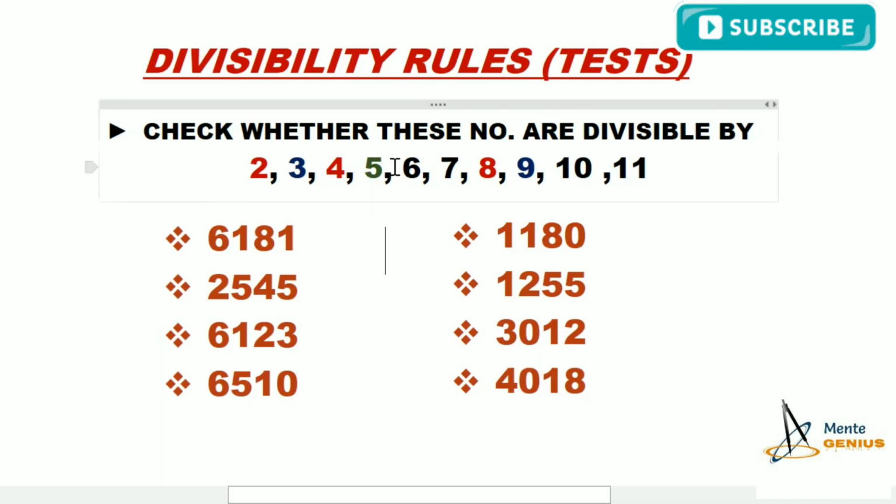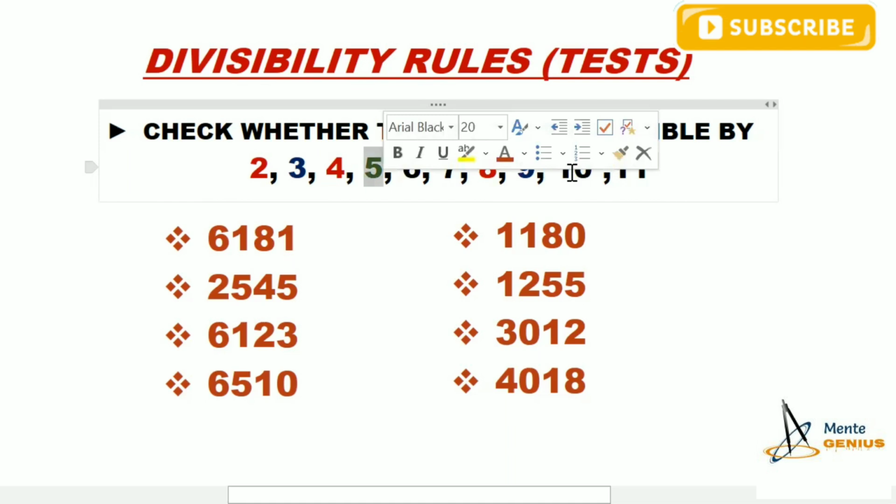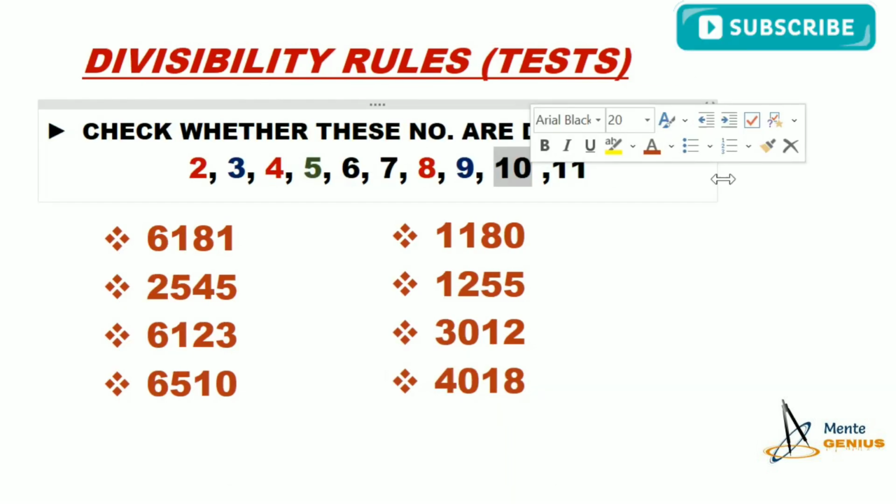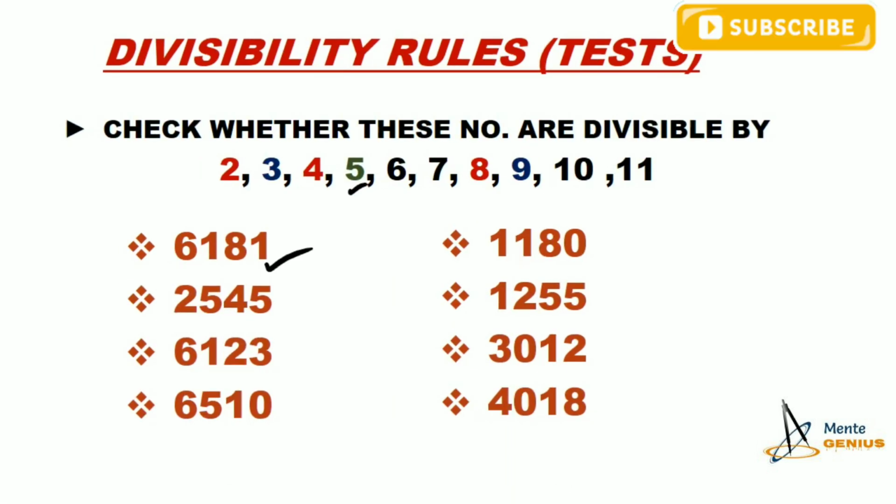Okay, first we will learn the divisibility tests of 5 and 10, because these two tests are very easy. Let us check whether a number is divisible by 5 or not. First, we will learn the divisibility test of 5. A number will be divisible by 5 if it ends with 0 or 5.